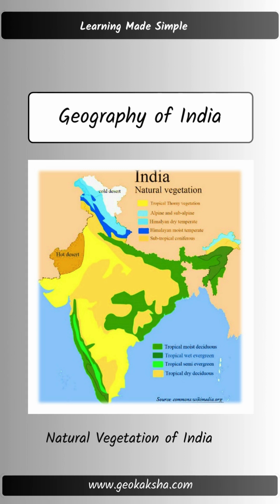In India's arid and semi-arid regions, we find the thorn forests. These are found in places like Rajasthan and parts of Gujarat. The plants here are specially adapted to survive with less than 100 centimeters of rainfall annually. The vegetation is sparse, with hardy shrubs, cacti, and succulents that thrive in these extreme conditions.